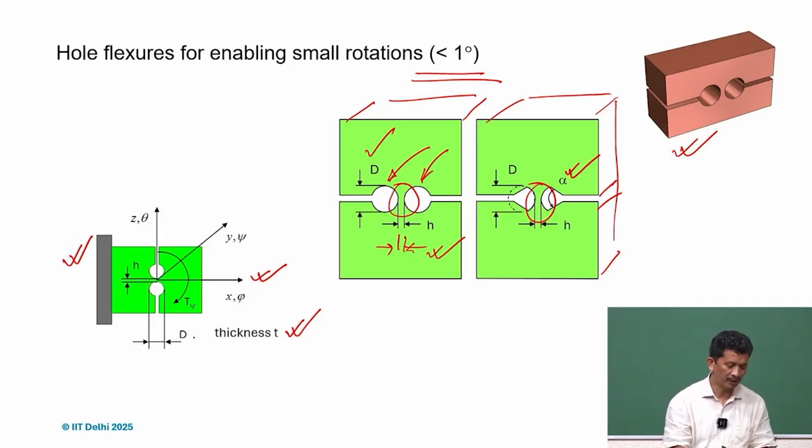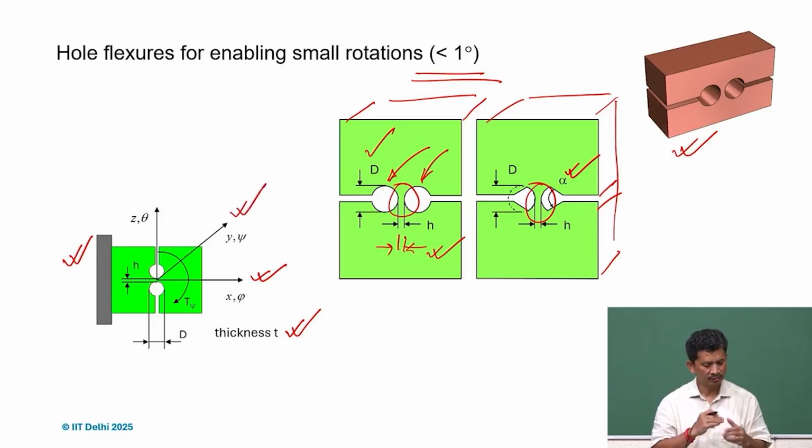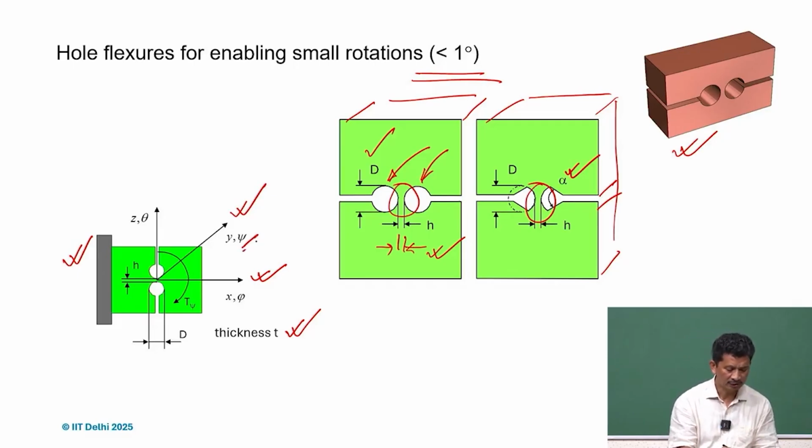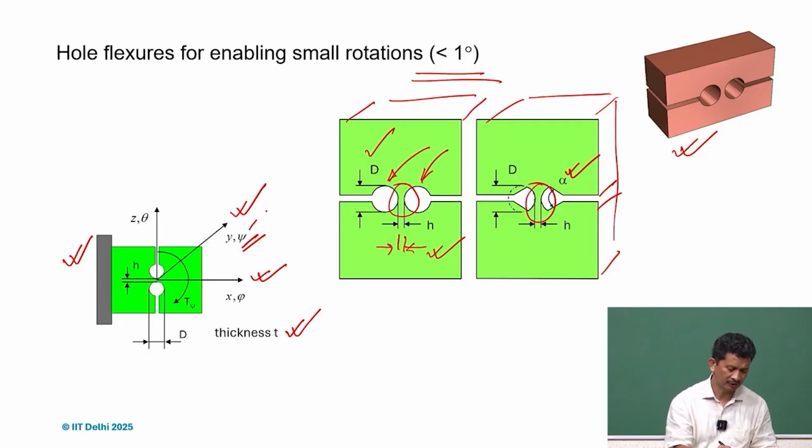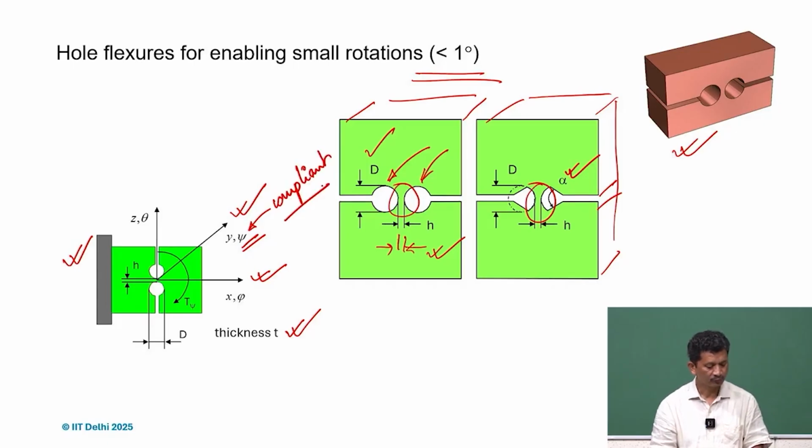If we talk about Y, Y translation again is stiff, so it's a constraint direction, but psi is something we are looking at. If we apply a moment, creating a moment along the y axis, there will be a rotation psi, and that is the compliant direction. That is the angle.